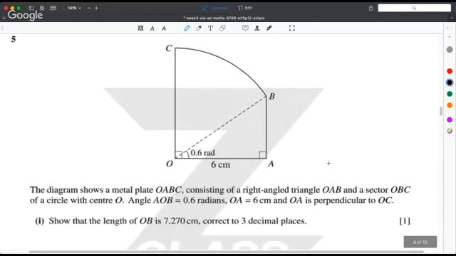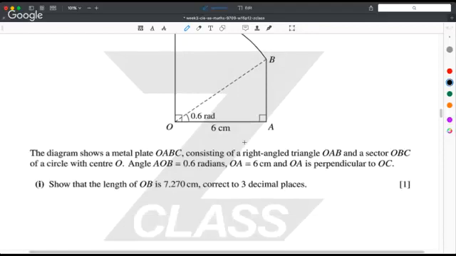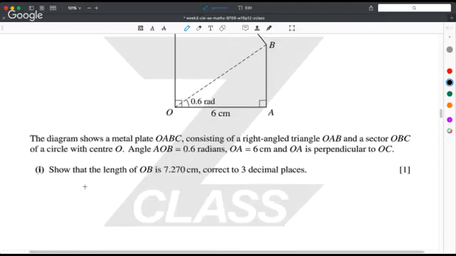Okay, we've got these sectors here. So first you want us to show that this length OB, so essentially the radius of this slice, is 7.27 centimeters. So what can we say about it? We know that it's the hypotenuse of this triangle, we've got an angle, and we've got one of the sides. So that's all the information we need.